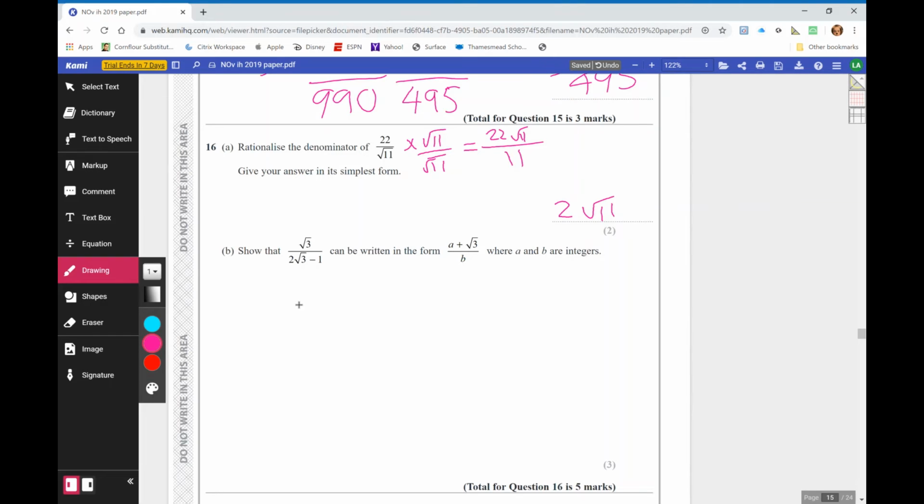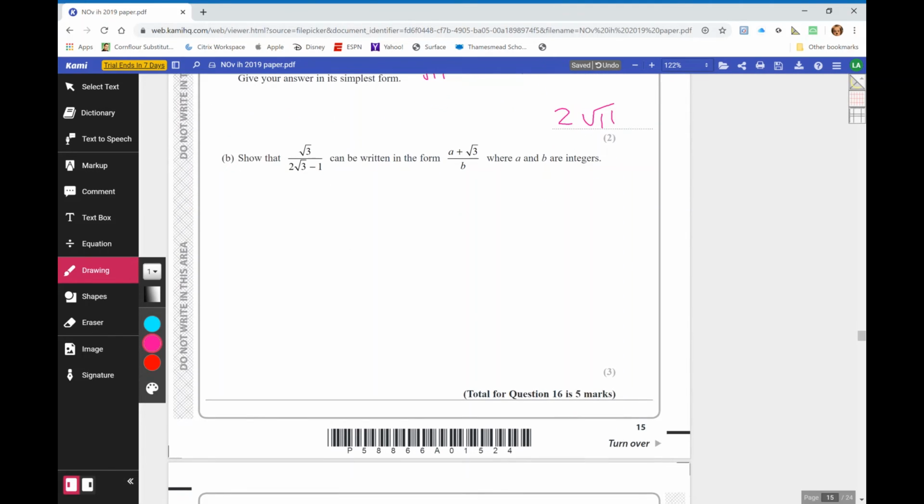Okay, so the next question, show that this can be written as this. Now this is a bit longer, you've got a little bit more going on at the bottom. It is a third, but it's also got a number, so you have to times it by the conjugate pair of this. Now what I mean by that, if we keep the 3 the same at the top, and then 2 root 3 minus 1, you're going to multiply it by 2 root 3 plus 1. It's just going to be the conjugate pair, the opposite symbol over itself.